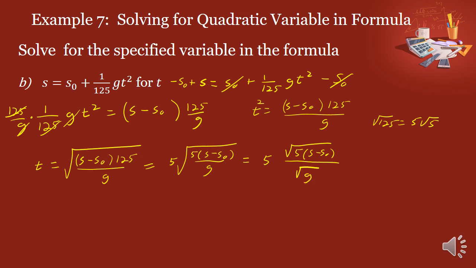And once again, I cannot have a square root in the denominator. So what I can do is multiply this expression by 1, or more specifically the square root of g divided by the square root of g. And again, this is called rationalizing the denominator.